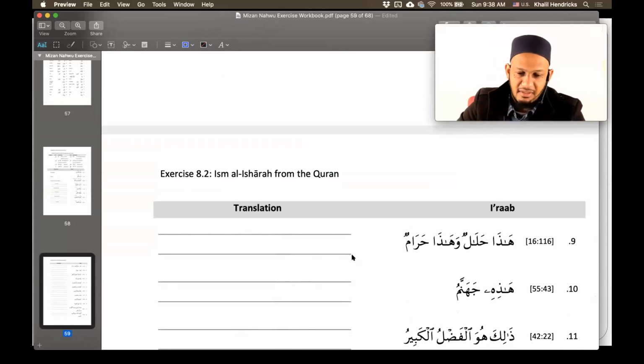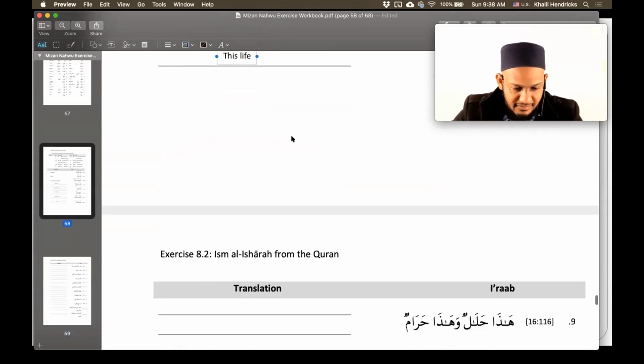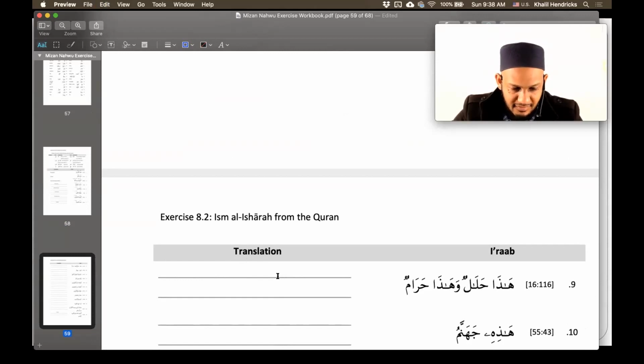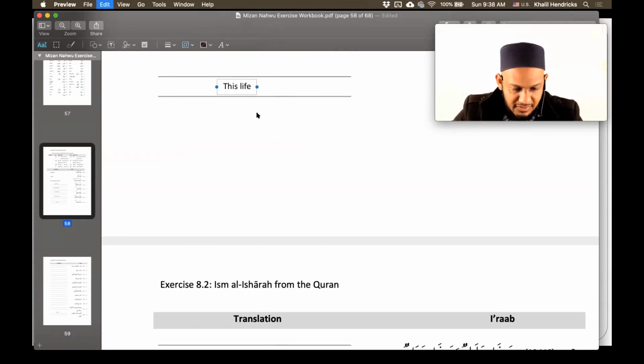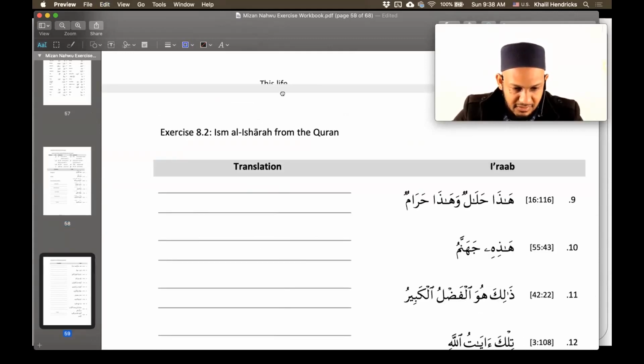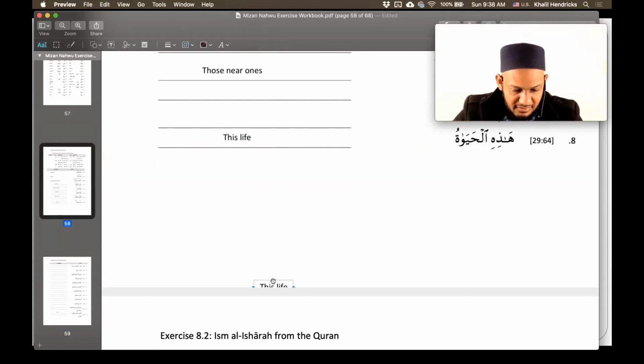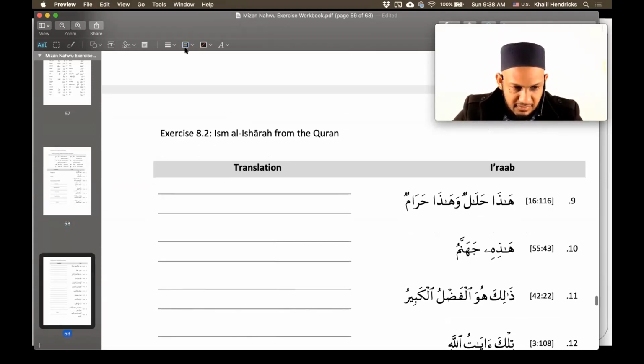Number 9. هذا حلال وهذا حرام. Sister Noor, Bismillah, do you want to go? Assalamu alaikum. Yes. I have: this is lawful and this is unlawful. Okay, good, perfect. So let me just put my labels here. So this here is هذا حلال, this is lawful, and this is prohibited or unlawful. That's fine.